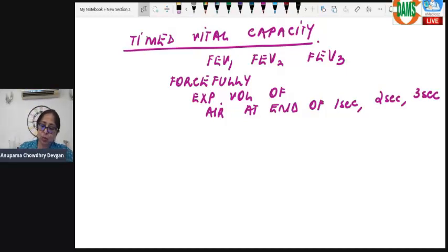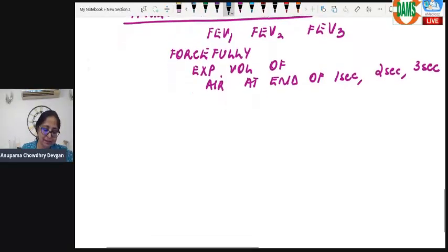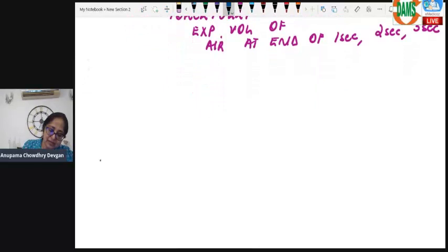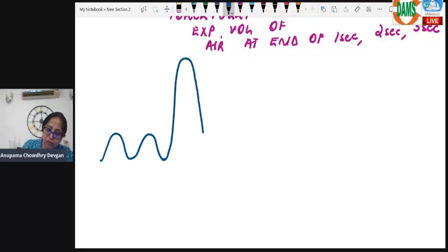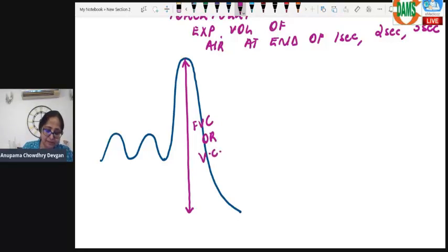See, what is the difference between vital capacity and the timed vital capacity? Let's have a look. This is the tidal volume here. Now, if I want vital capacity, I ask my patient to take a maximum inspiration followed by maximum expiration. This is the volume of air which is expired forcefully after a forceful inspiration. This is known as the forced vital capacity or simply the vital capacity.